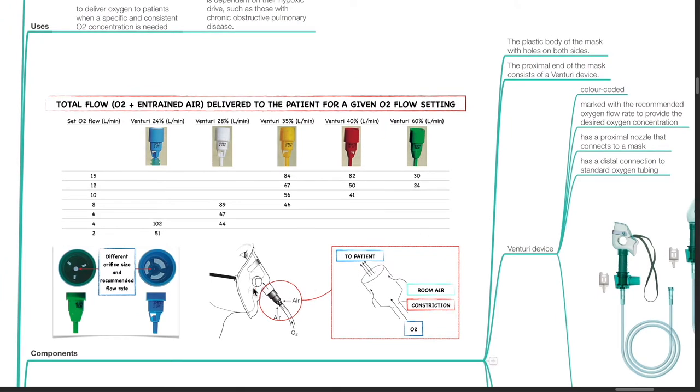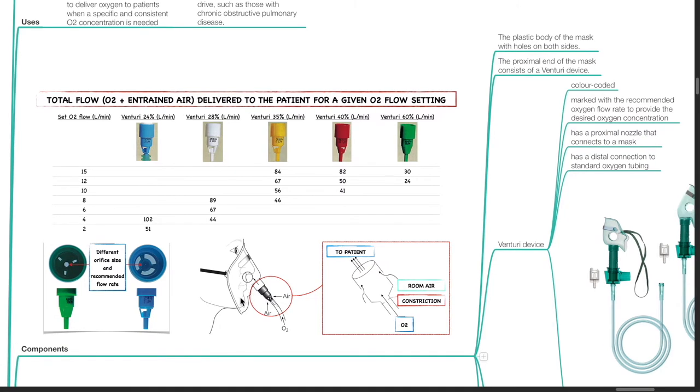The plastic body of the mask with holes on both sides. The proximal end of the mask consists of a Venturi device. The Venturi device is color-coded and marked with the recommended oxygen flow rate to provide the desired oxygen concentration.